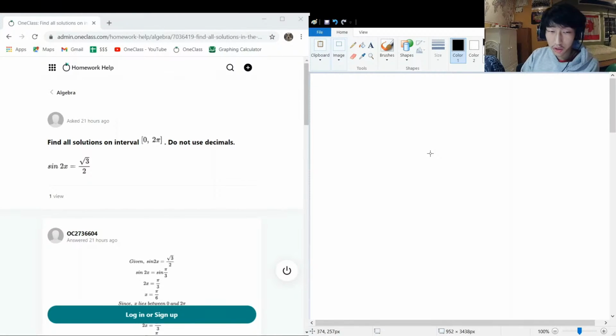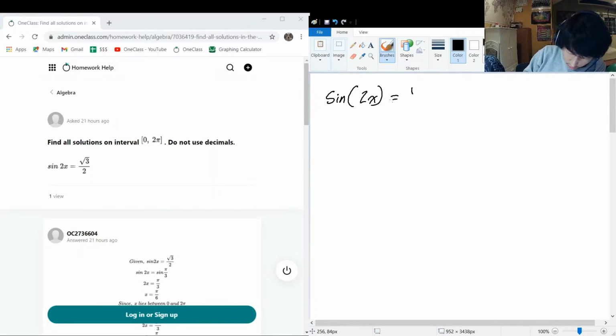Okay. So the next question that we got on the menu today is asking us to find all of the solutions over 0 to 2 pi, which is pretty much just everything within one rotation. Find all those solutions. We're basically trying to solve for x. And the question that we have right here is sine 2x is equal to root 3 over 2.